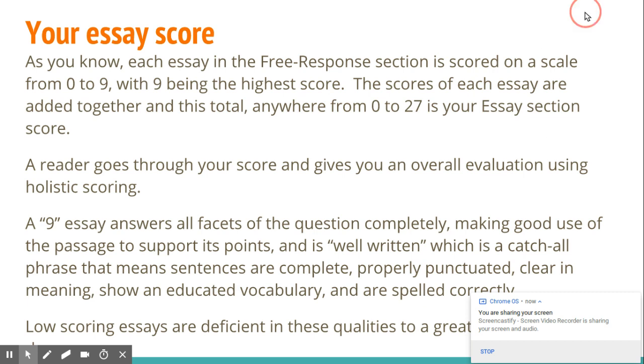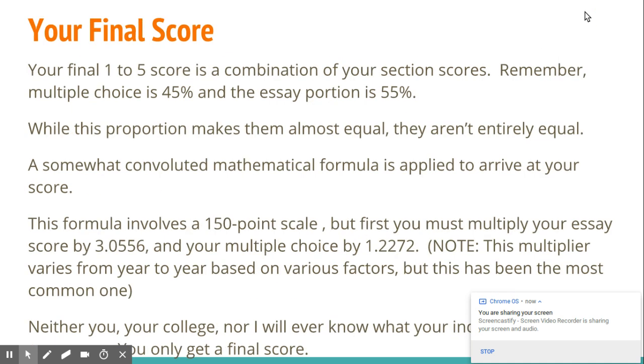Your final score, that AP score that you're looking for to see if you get college credit or not, that 1 to 5, is a combination of those 2 sections. So remember, the multiple choice is 45% and the essay is 55%. And even though this proportion makes them almost equal, they aren't entirely equal.